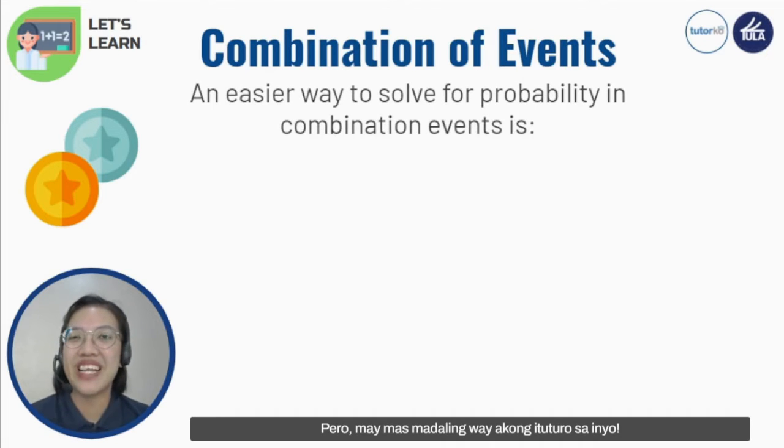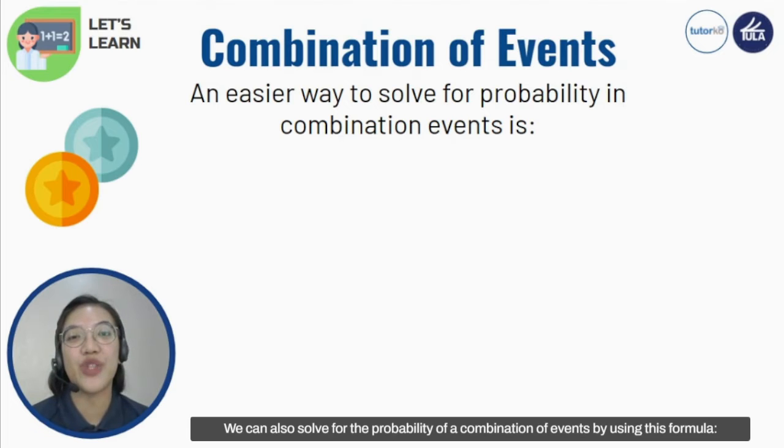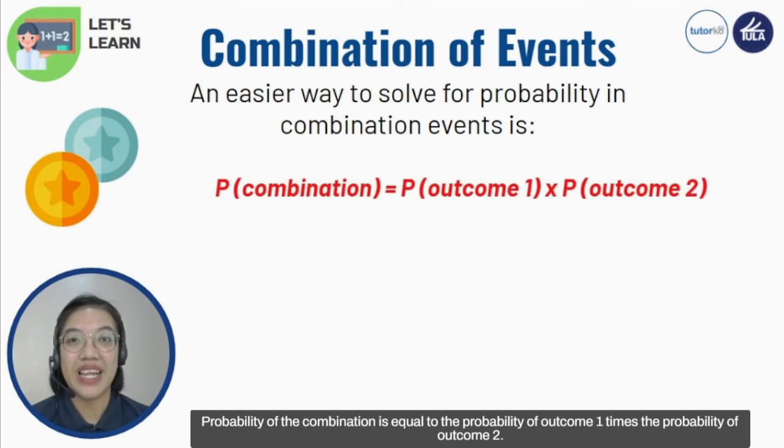Pero may mas madaling way akong ituturo sa inyo. We can also solve for the probability of a combination of events by using this formula. Probability of the combination is equal to the probability of outcome 1 times the probability of outcome 2.